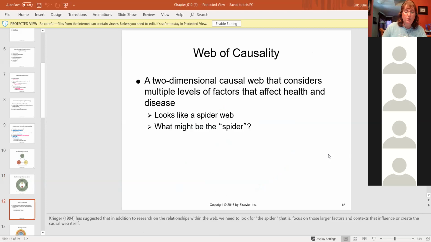All right, so the web of causality. This is a two-dimensional causal web that considers multiple levels of factors that affect health and disease. It looks like a spider web, and this person named Krieger back in 1994 suggested that in addition to research on the relationships within the web, we need to look for the spider. That is the focus on those larger factors and contexts that influence and create the causal web itself.